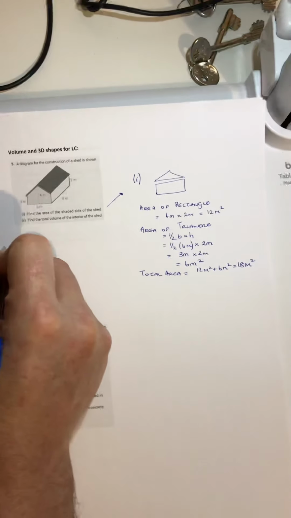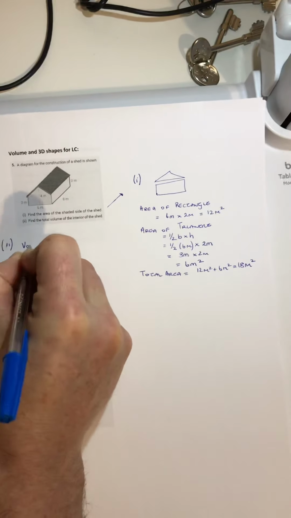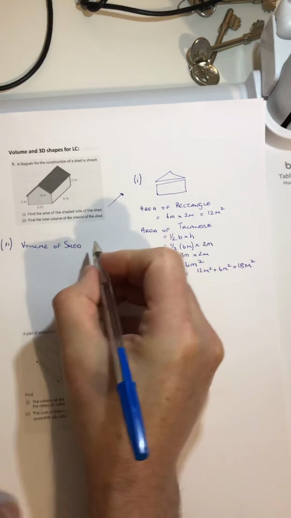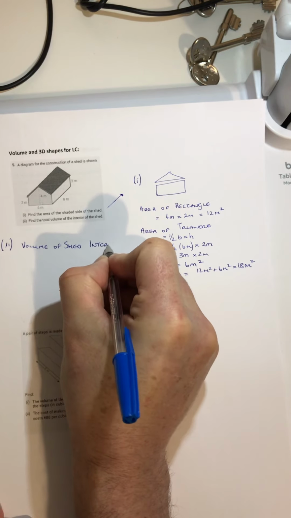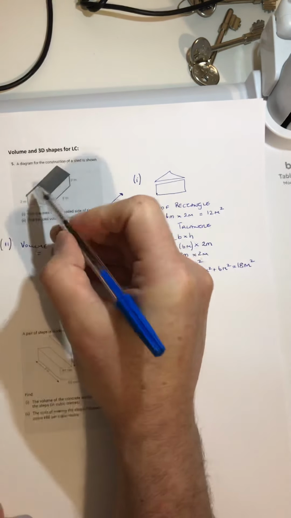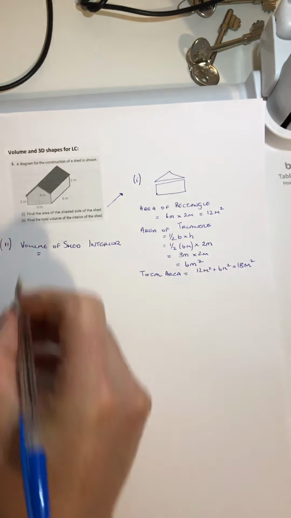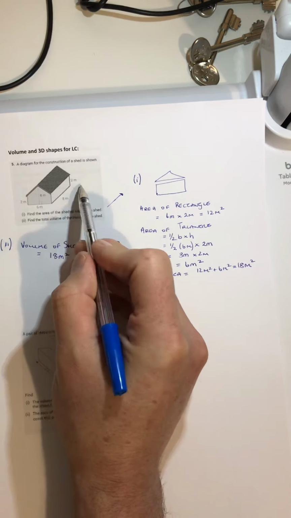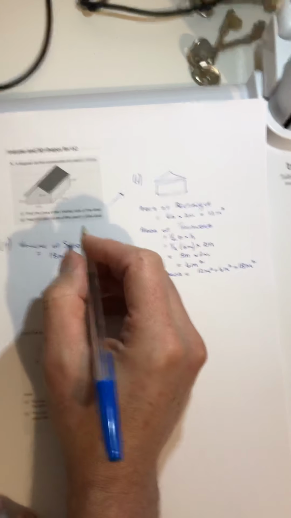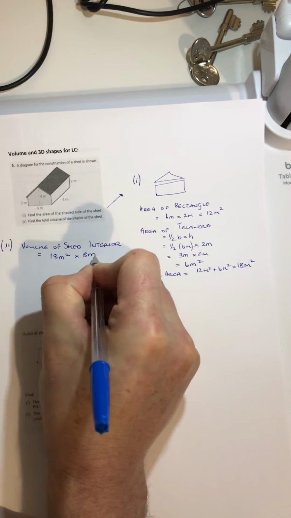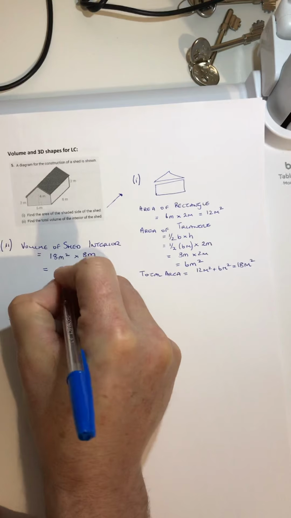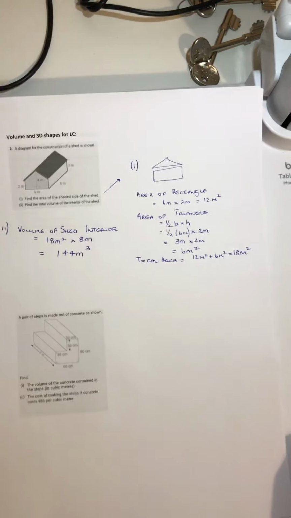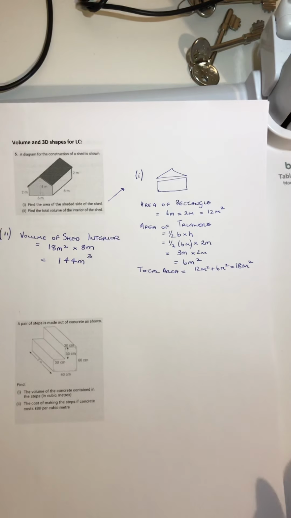Now we want to find part 2, the volume of the shed, interior. So how much can the shed hold? Well, we know the area of the side of the shed is 18 meters squared, and it's 8 meters long, so multiply by 8 meters is equal to 144 meters cubed. Okay, so that's the volume of the shed.